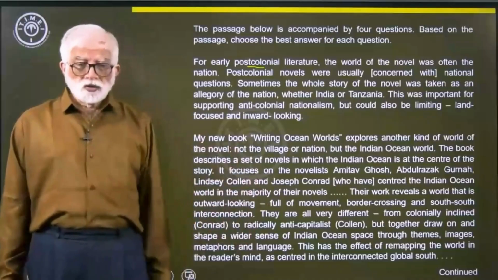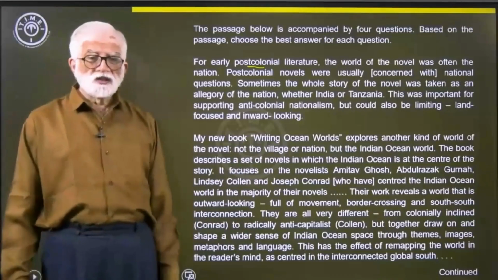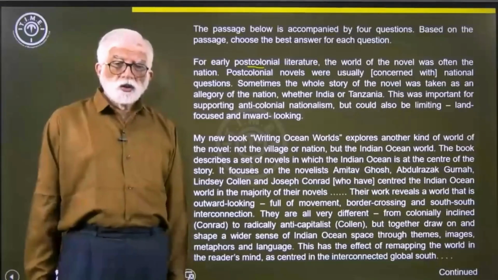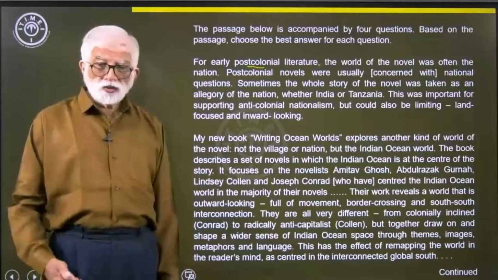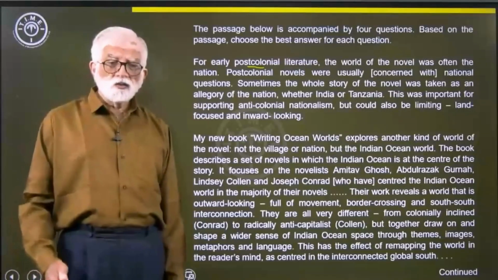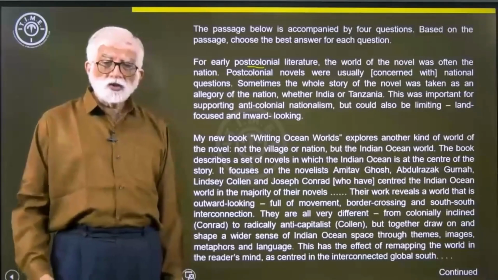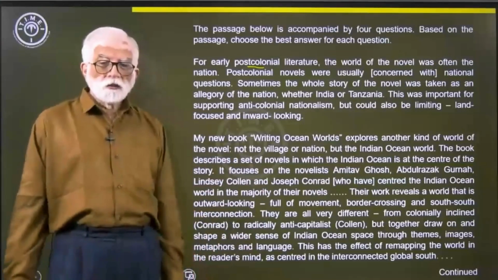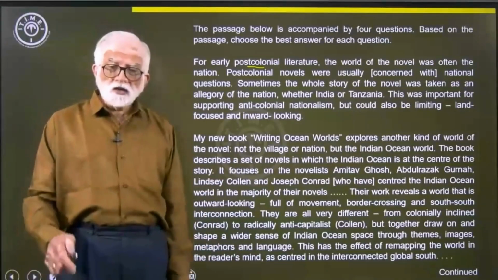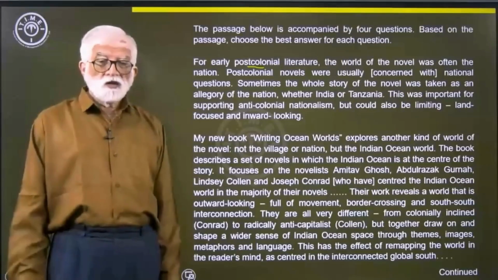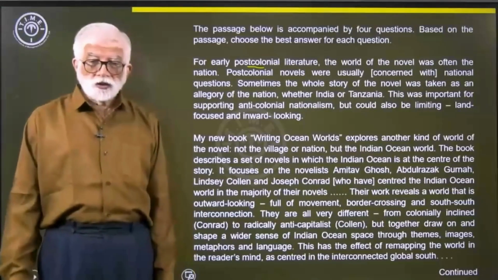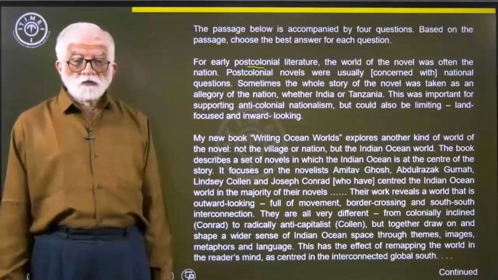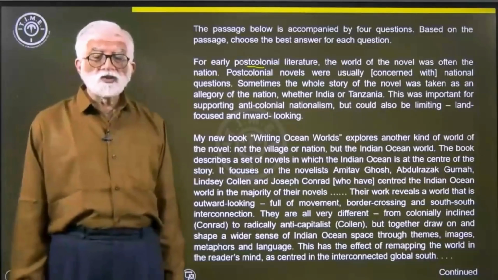So my new book, so obviously the person who's writing this is talking to you about his or her book. My new book, Writing Ocean Worlds, explores another kind of world of the novel, not the village or nation, but the Indian Ocean world. That means everything around the Indian Ocean. The book describes a set of novels in which the Indian Ocean is at the center of the story. It focuses on the novelists Amitav Ghosh, Abdul Razak Gurnah, Lindsey Collen, and Joseph Conrad, who have centered the Indian Ocean world in the majority of the novels.